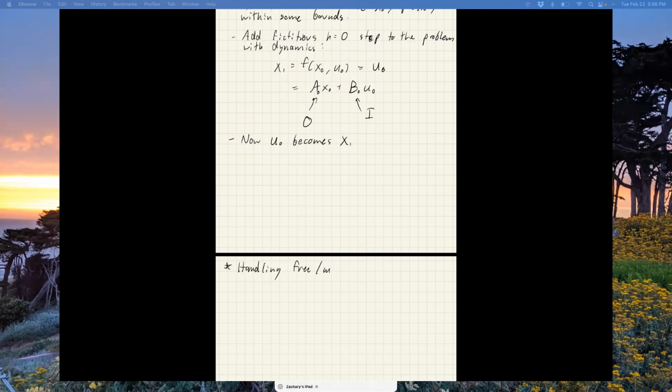Is there some sort of Markov assumption where the next state can only depend on the previous state? Yes. So how do you get U naught to affect parameters? They only affect the next state, and the state after that.